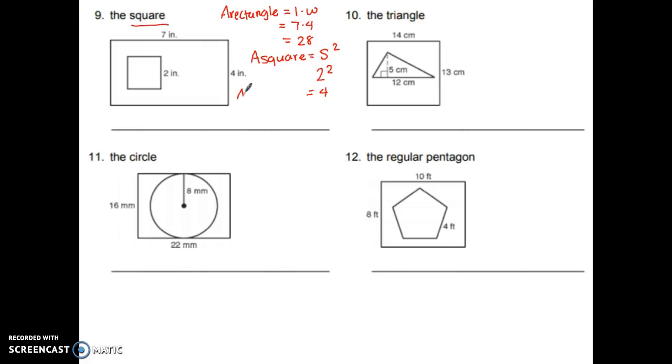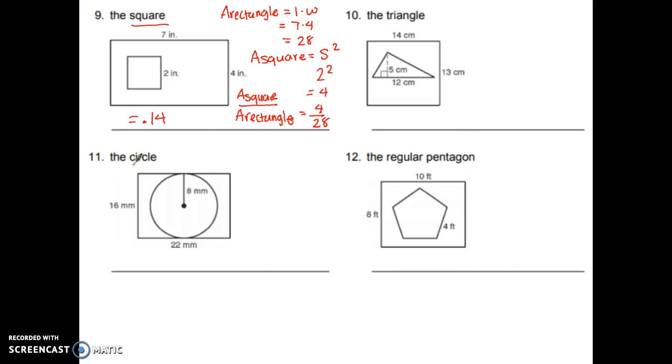So we are going to say area of the square divided by the area of a rectangle. So this is going to be 4 divided by 28. And you can leave that in decimal form, so just divide 4 by 28. And when we do that, that is going to end up equal to around 14.14. Okay, so whichever they ask you for each question, that's the one that's going to go on top.